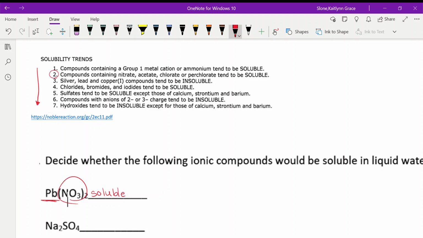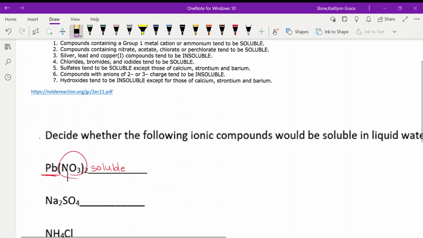Well, you start with number 2 and then you go down. Number 3 says silver, lead, and copper compounds tend to be insoluble. But since 2 came before 3, we go with number 2. We go chronologically, so we ignore everything below number 2 because number 2 is more important. I hope that helps. Even though it does say lead tends to be insoluble, since number 2 pertained first, we're going to go with that one.